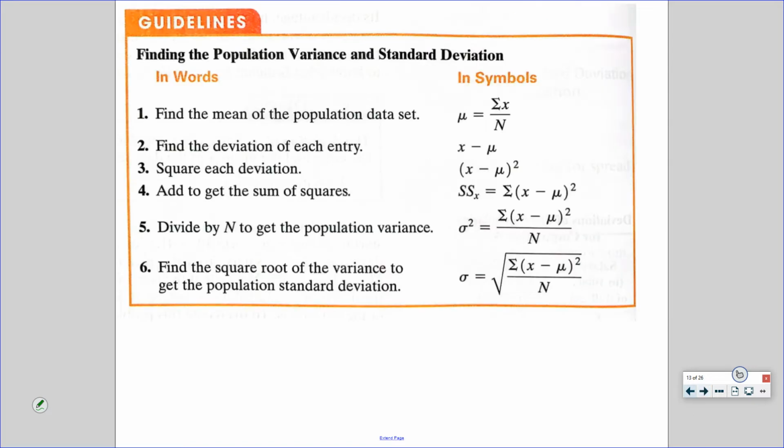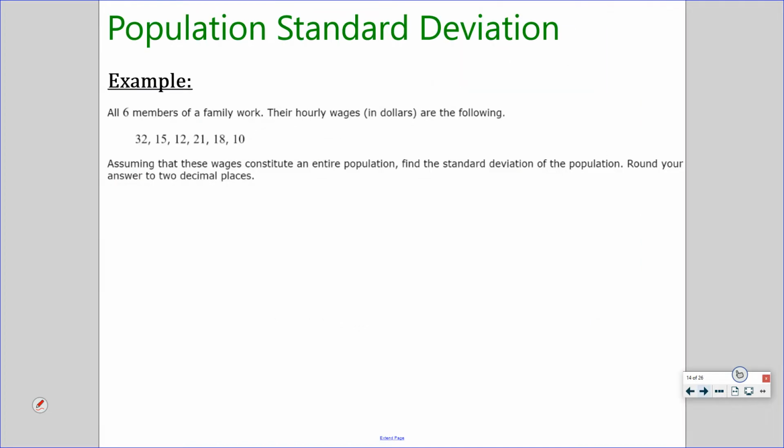Austin's like, can't wait. So again, go back to this. When you're trying to find, again, population though, this is population. Sample we'll do a little bit later. Population, we're going to start by finding the mean of the population set. So the mean, we'd add them all up.